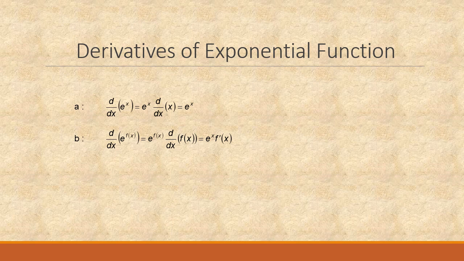Next is the derivative formula for exponential function. If we have function e to the power of x, if we differentiate e to the power of x, we will get e to the power of x. If we differentiate function e to the power of f(x), then we will get e to the power of f(x), and then multiply by differentiate function f(x).